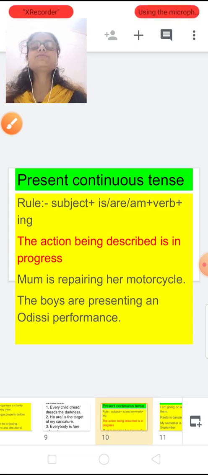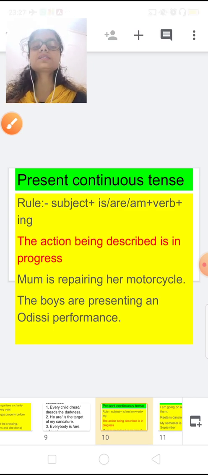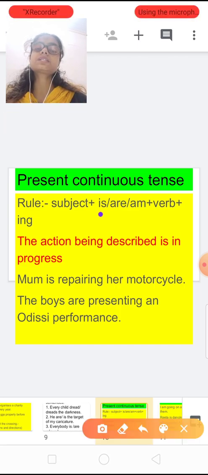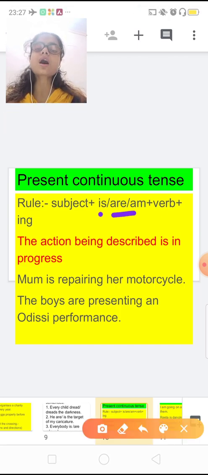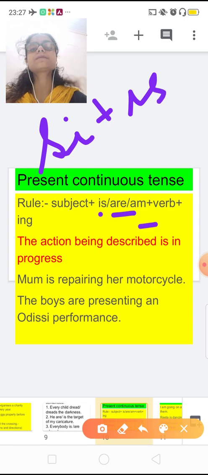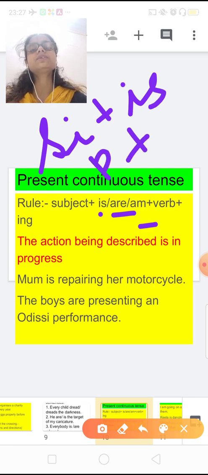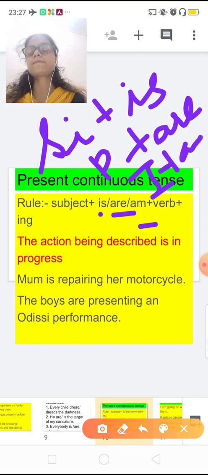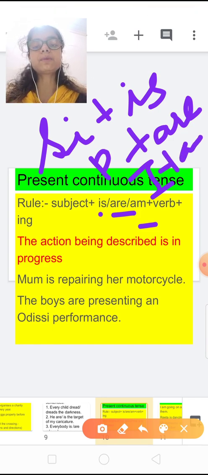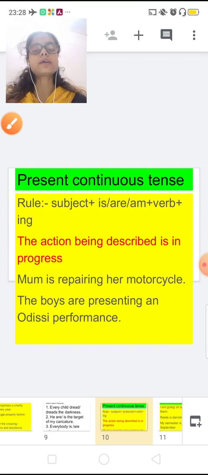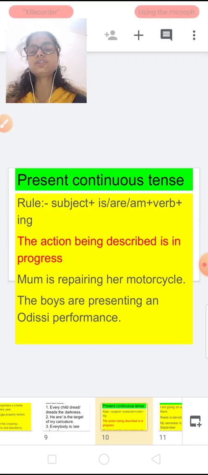Now subject, and in the same way, if the subject is singular we use is, if the subject is plural we use are, if the subject is I we use am. So remember this: singular is, plural are, I am, plus verb ing form.